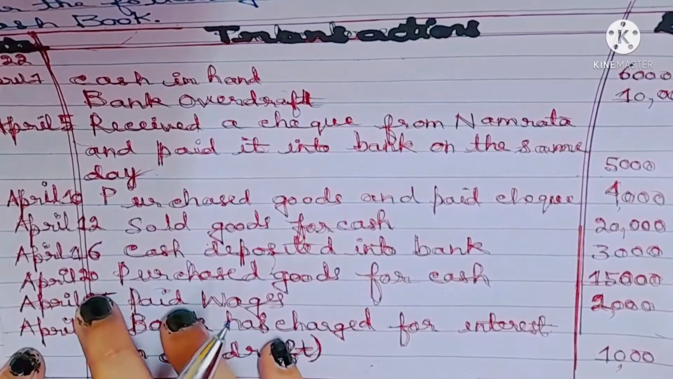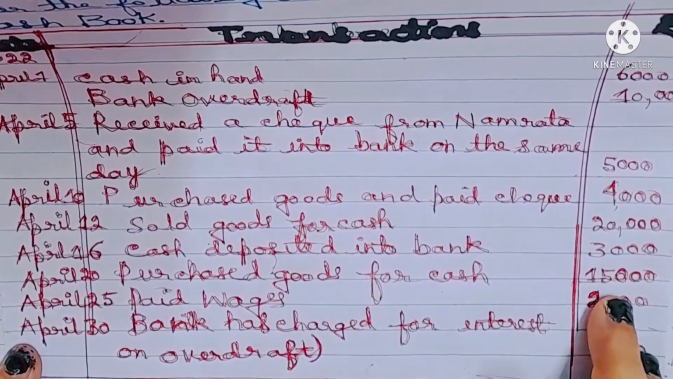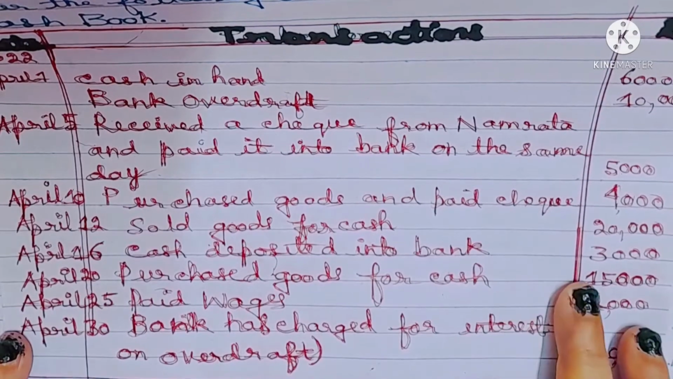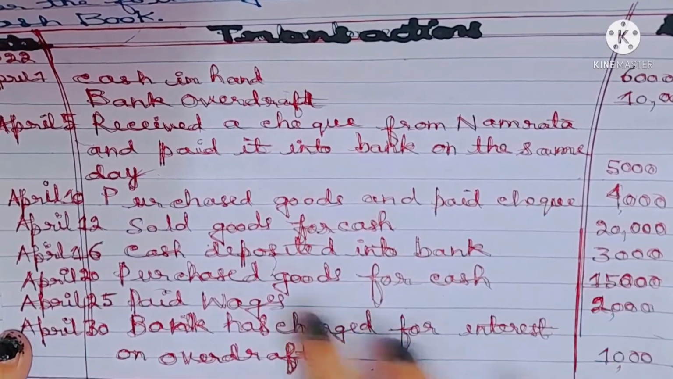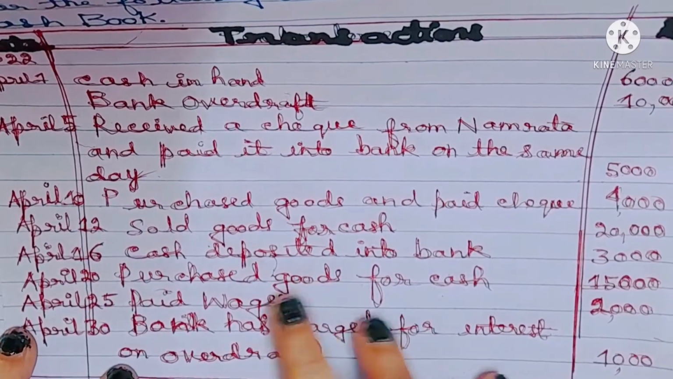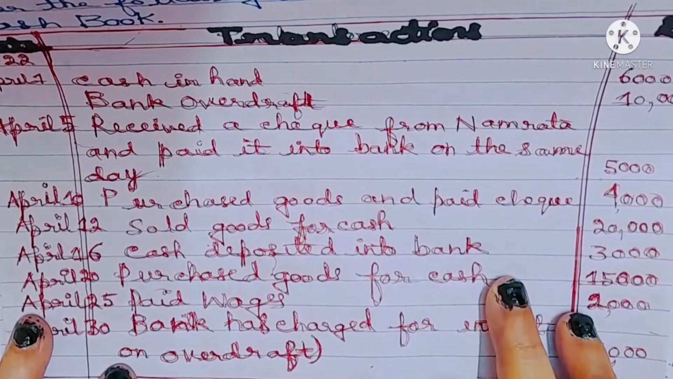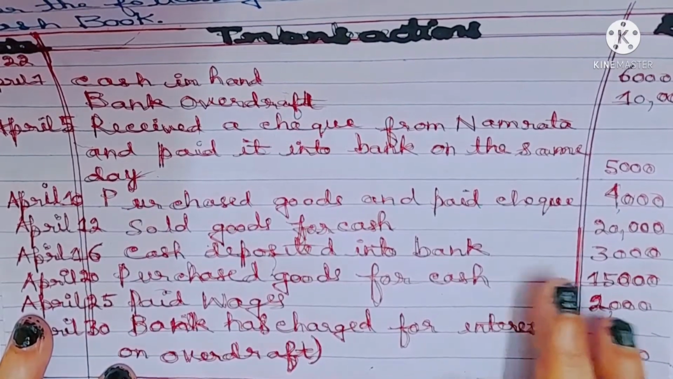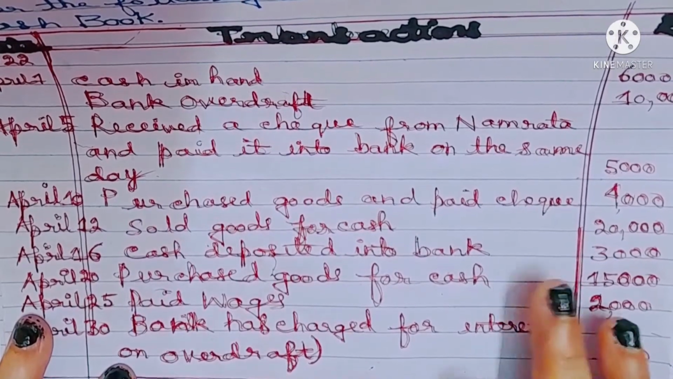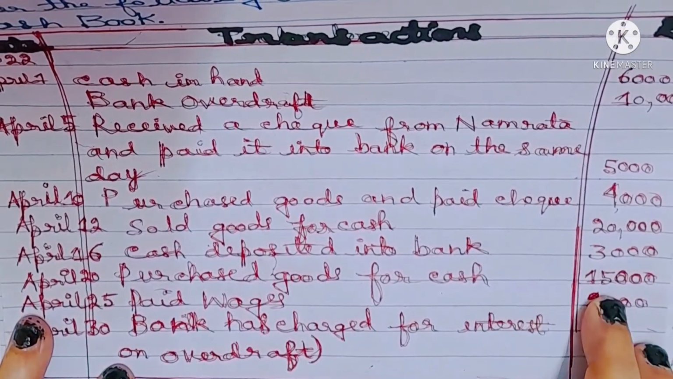Next transaction is on 20th April, purchase goods for cash 15,000. So what will be the journal entry? The journal entry will be purchases account debit to cash account 15,000. Ignore goods. Instead of goods, write purchases account because goods are meant for resale. So what is the position of cash account? Since cash account is on the credit side, purchases account will also be on the credit side. So we'll have to write by purchases account in the cash book on the credit side in the cash column 15,000. Okay? So let's write.